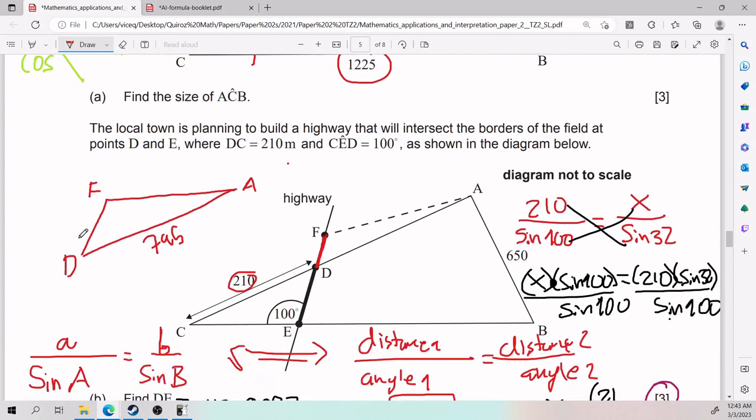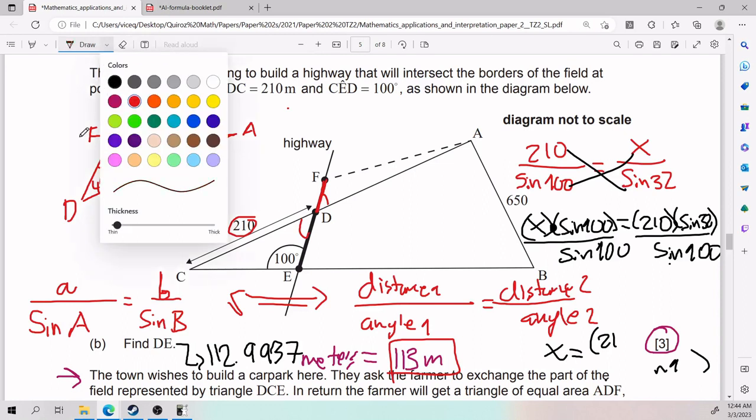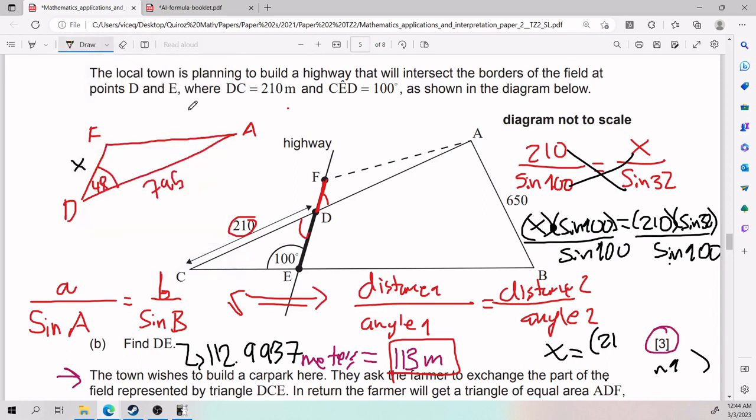What else do we know? We know this angle. Okay? This is like a parallel lines property. This angle is equal to this angle, much like this angle is equal to that angle. Okay? And so way earlier, we found that that was 48. So here we have 48. All right, and we need to find x, or DF. See? So we need to find x, or estimate it.